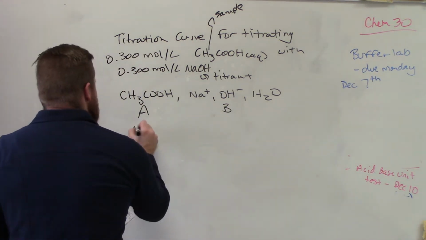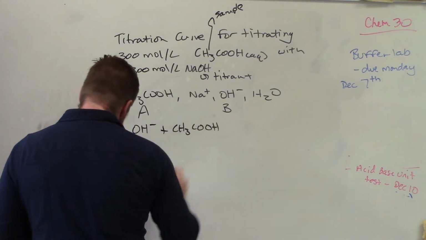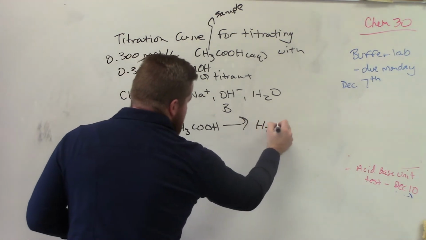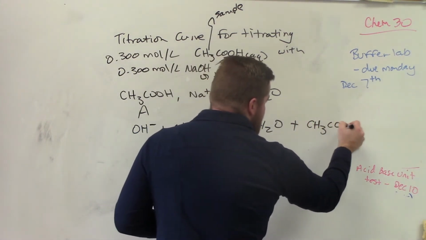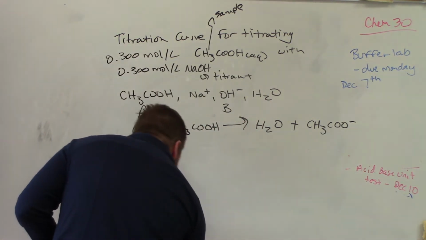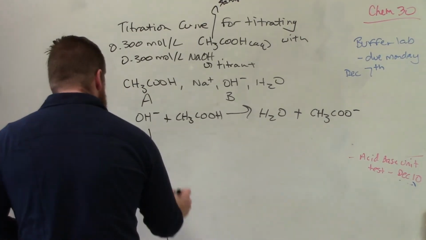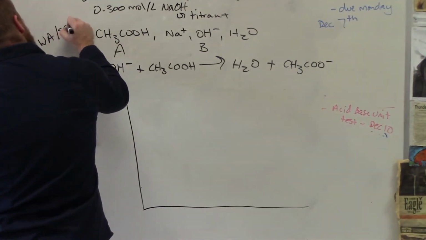So what's my equation? It's OH negative plus CH3COOH makes H2O plus CH3COO negative. So, draw my graph. This is a weak acid and strong base.